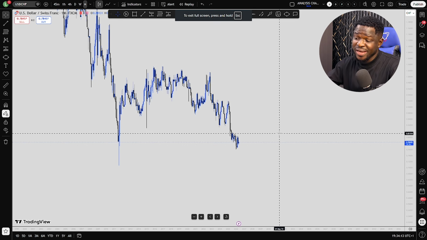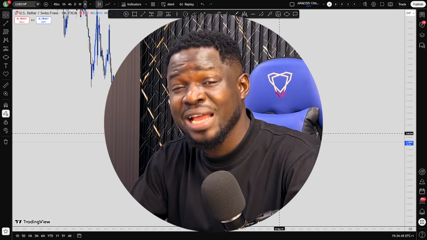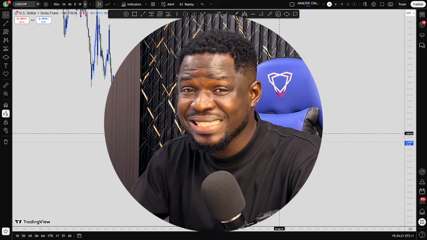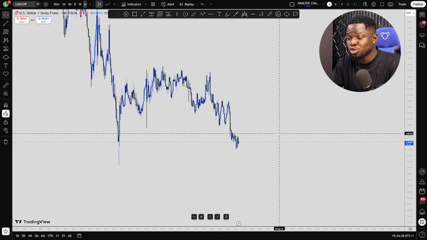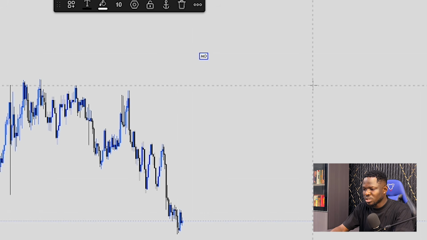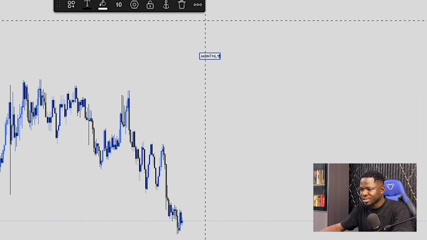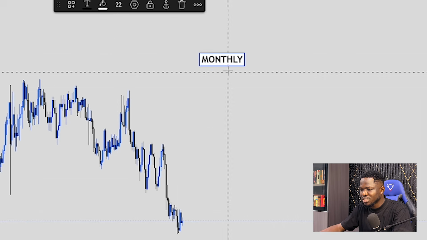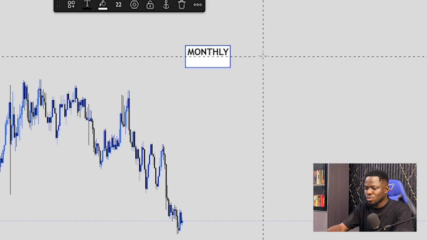As a professional price action trader, you must understand the differences between time frames for top-down market analysis and time frames for entry. There are 4 major time frames that I love to use for my top-down market analysis. The first one is the monthly time frame. Let me increase the font size of the monthly time frame. Then the second one is the weekly time frame. The third one is the daily time frame, while the fourth one is the 4 hours time frame.